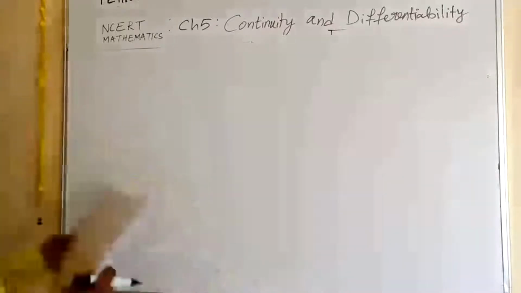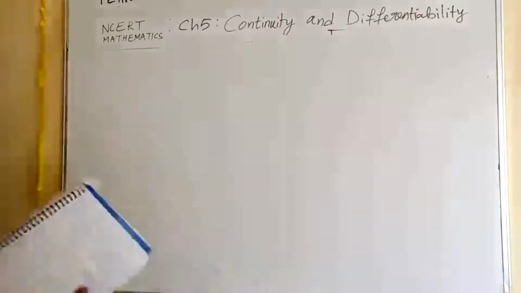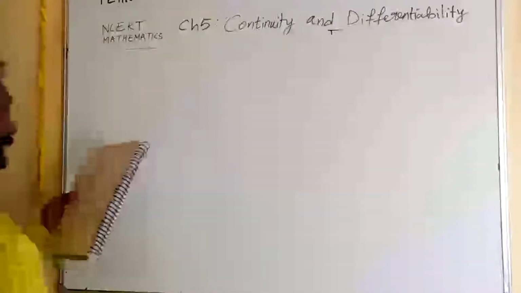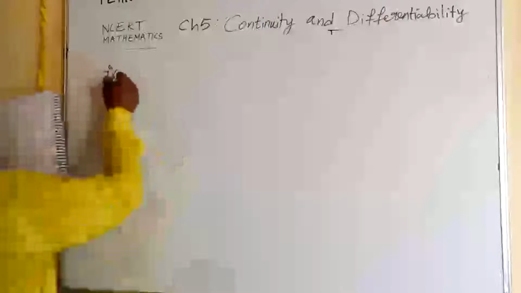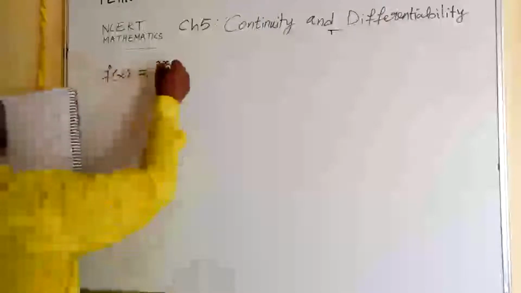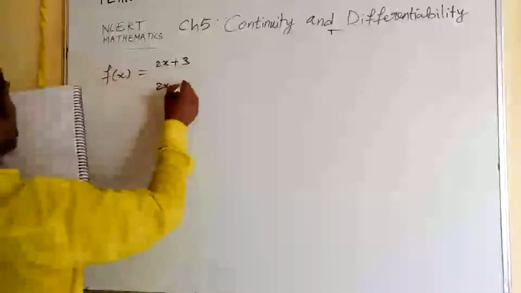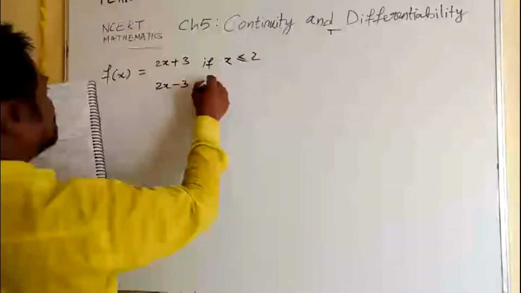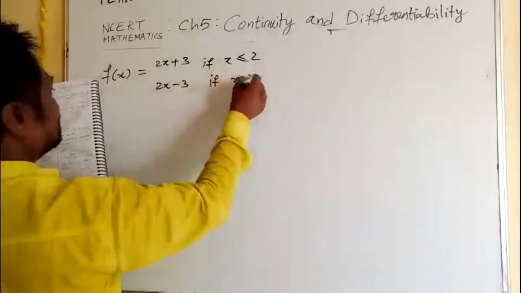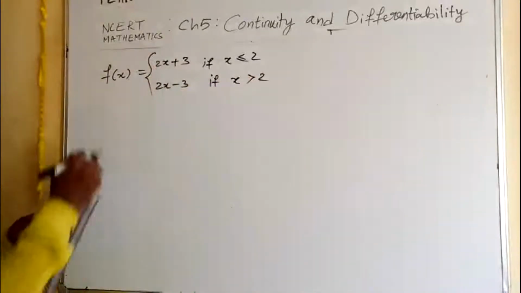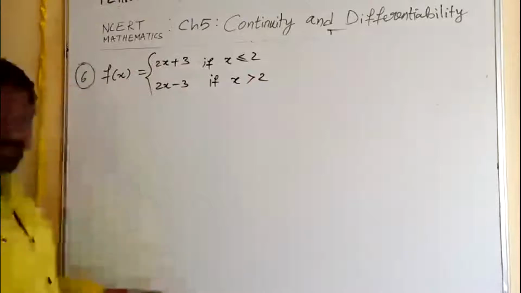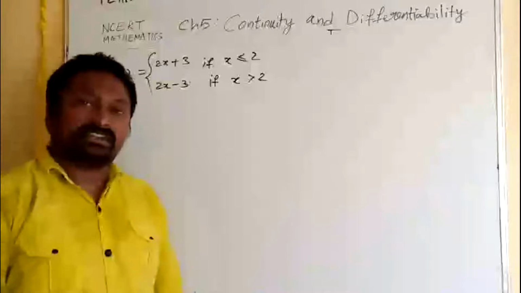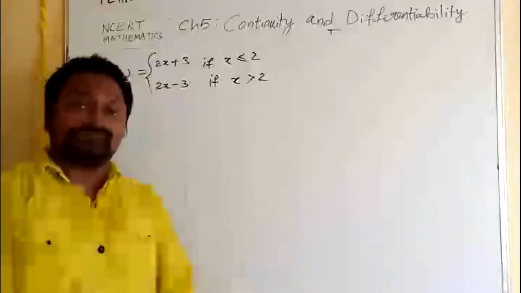Now, the sixth question. Find all the points of discontinuity of f, where f of x is equal to 2x plus 3 if x is less than or equal to 2, and 2x minus 3 if x is greater than 2. This was explained yesterday using the shortcut method. But what I am going to explain now is how you need to write it in your examination.